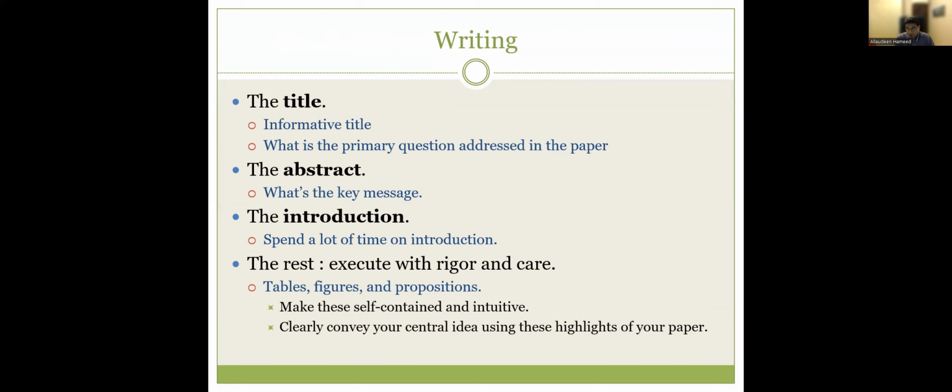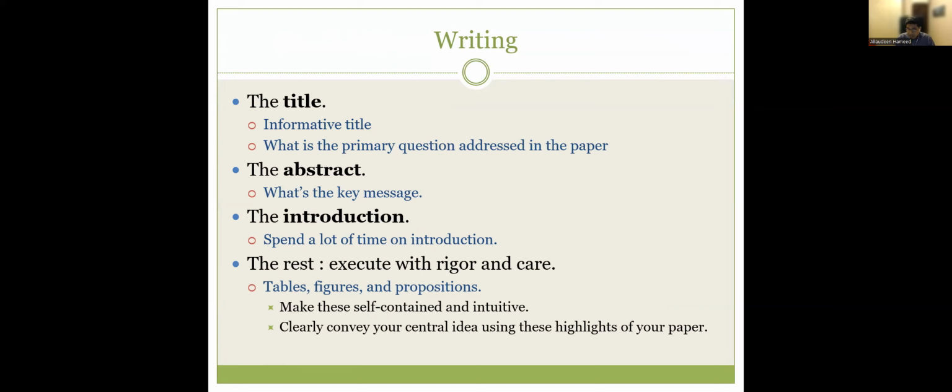Next, of all the sections in the paper, people spend most time reading the introduction, because the introduction places the paper in the literature and talks about what the contribution of the paper is and what the big deal about the paper is, right? So people typically spend a lot of time writing and rewriting the introduction. The rest of the paper is just about being rigorous and careful about the execution, right?